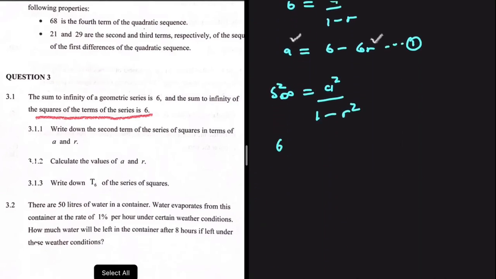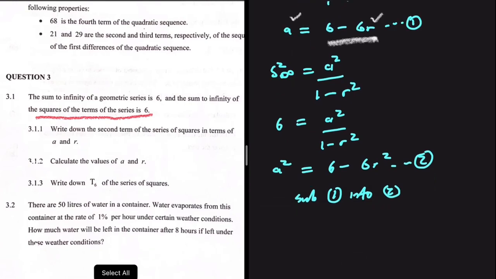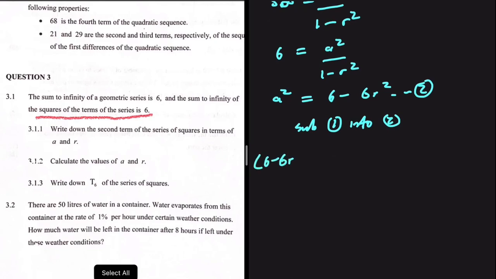We know that the sum is 6 and this is equal to A squared divided by 1 minus R squared. If we cross multiply, we're going to get A squared being equal to 6 minus 6R squared. We can let this be our equation 2. What we want to do here is to substitute equation 1 into equation 2. In place of A, we are replacing it with 6 minus 6R. So we're going to have (6 minus 6r) squared being equal to 6 minus 6r squared.